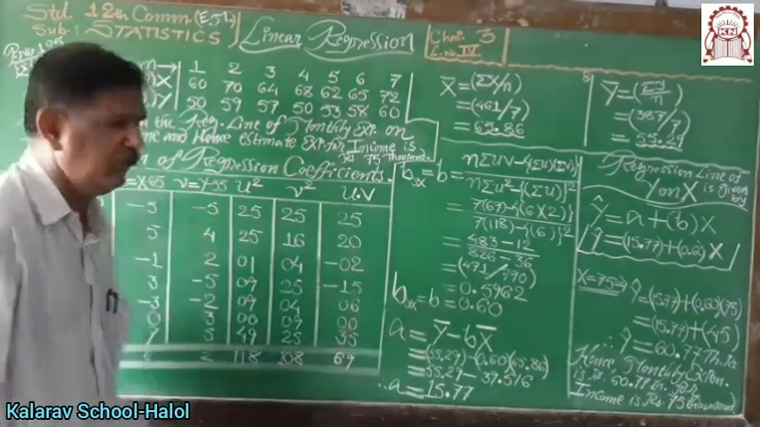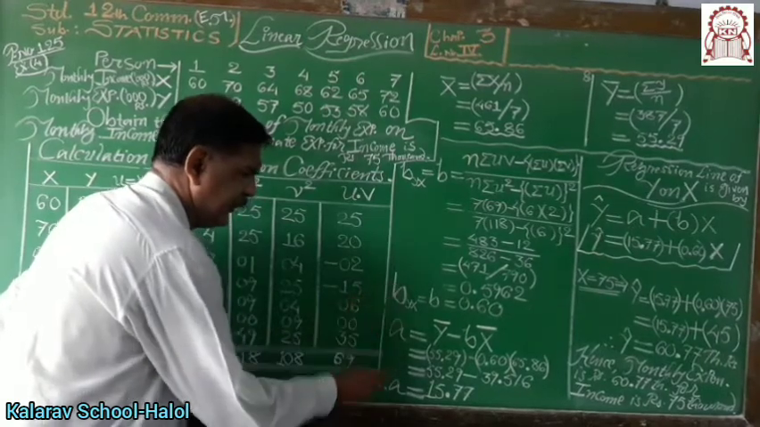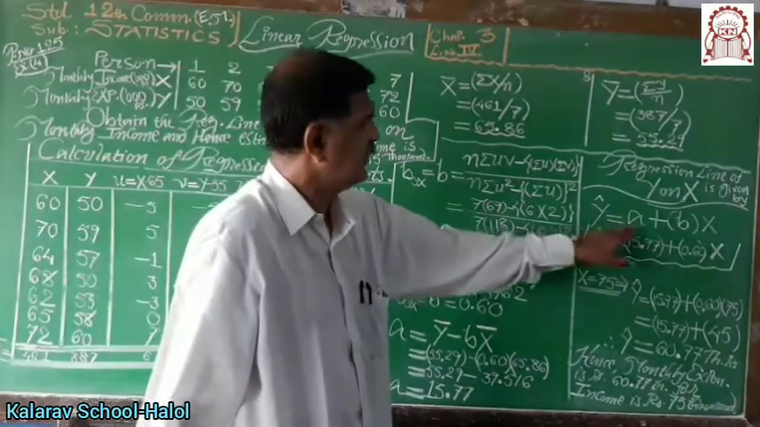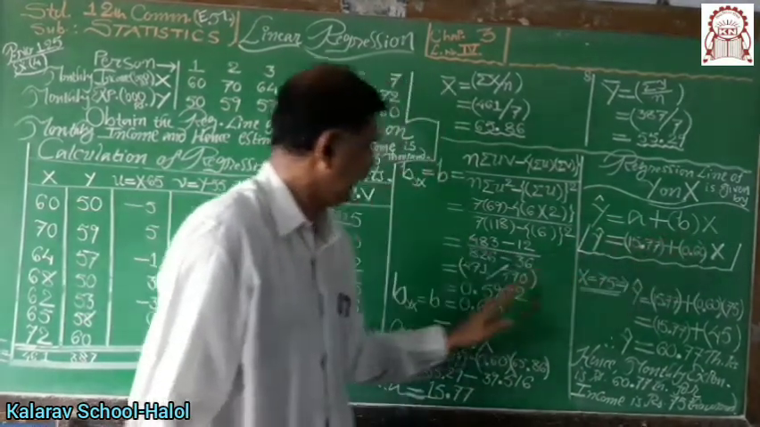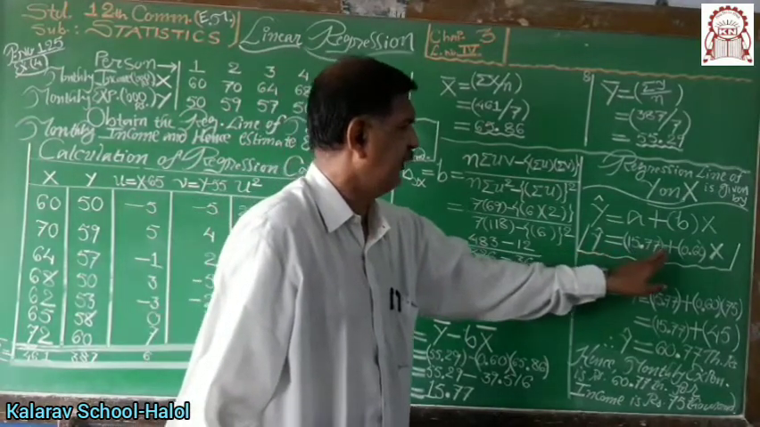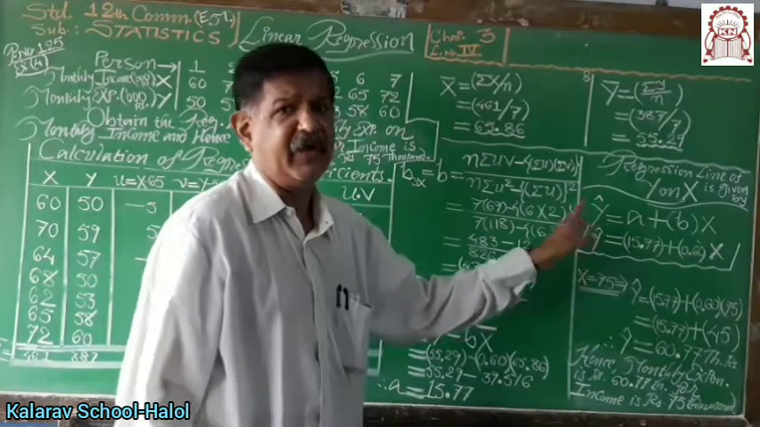We have to obtain the value of a and the value of b. First of all, we obtain b and then a. After completing this, only substitute the values. A is 15.77, this value. B is 0.60, this value. Means y cap equals 15.77 plus 0.60 times x. This is the regression line of y on x.